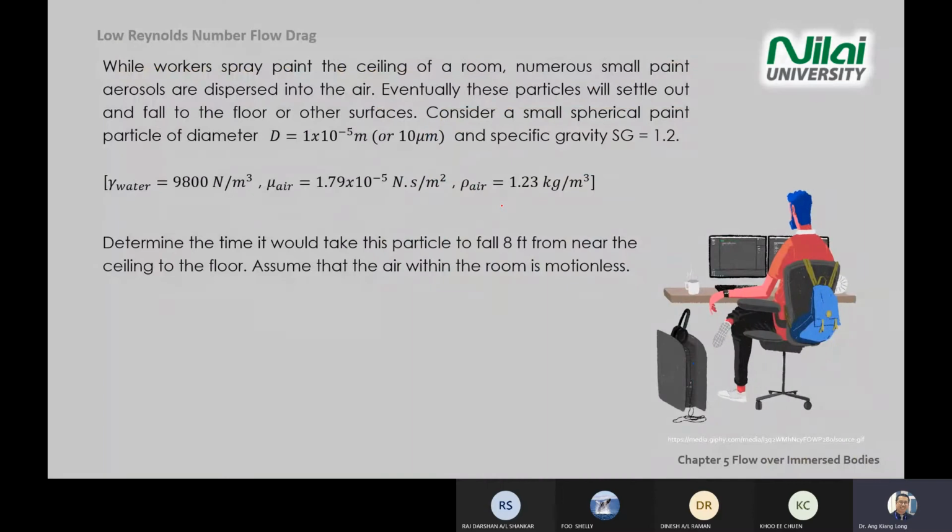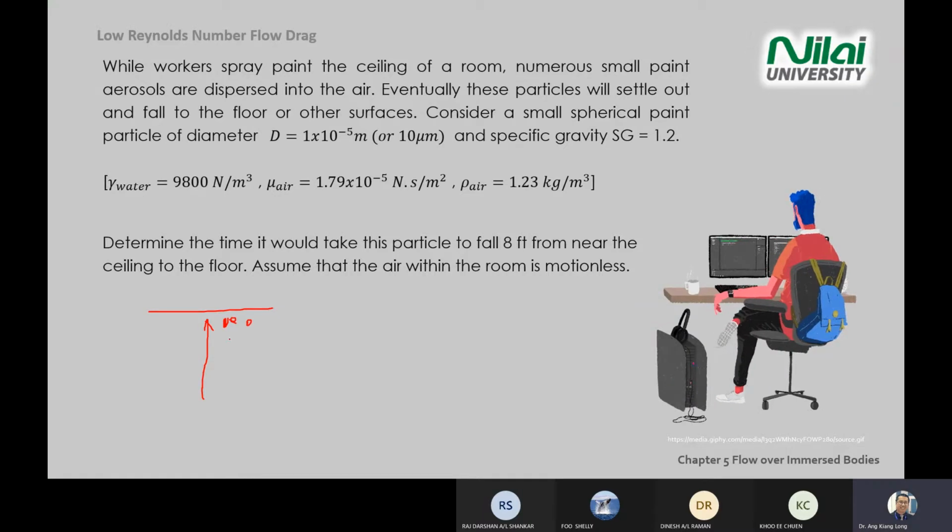Let's look at one tutorial question. If you read through the question, a worker sprays paint to the ceiling of the room. Numerous small paint aerosols were dispensed into the air. It means somebody sprays paint to the ceiling, and you have aerosol bubbles suspended in the air. Okay. So eventually these particles will settle and fall to the floor, after a few minutes.